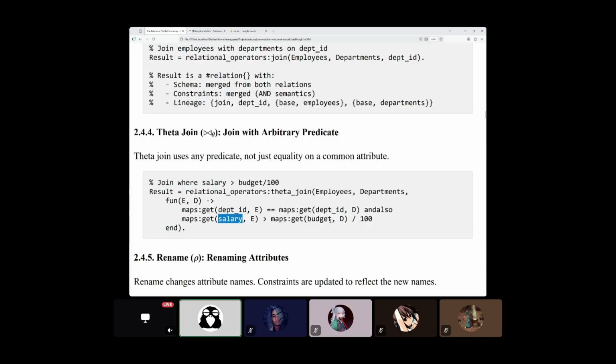Now, this constraint here is dumb, right? Because that's just an attribute for the join. So you don't need to create an actual constraint for this. There should be a tautology.